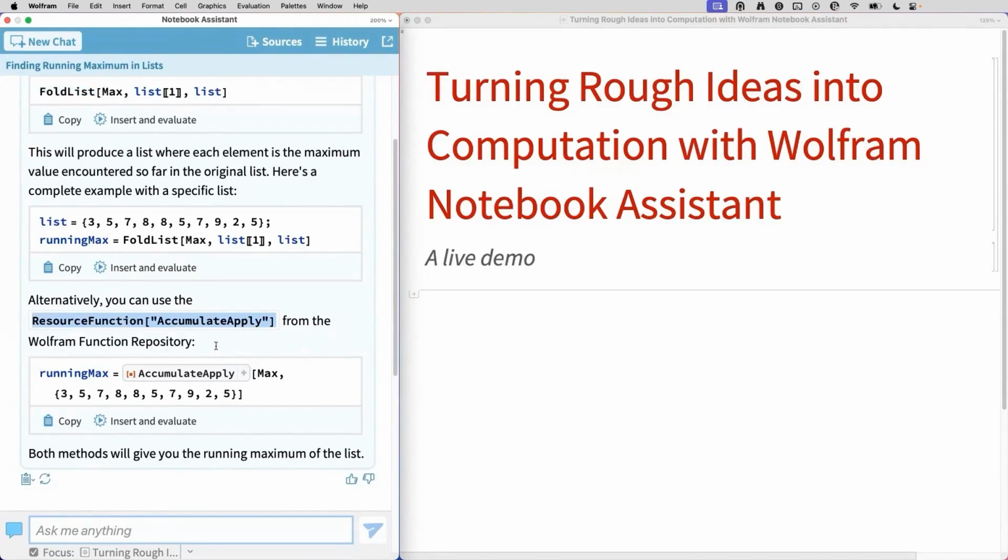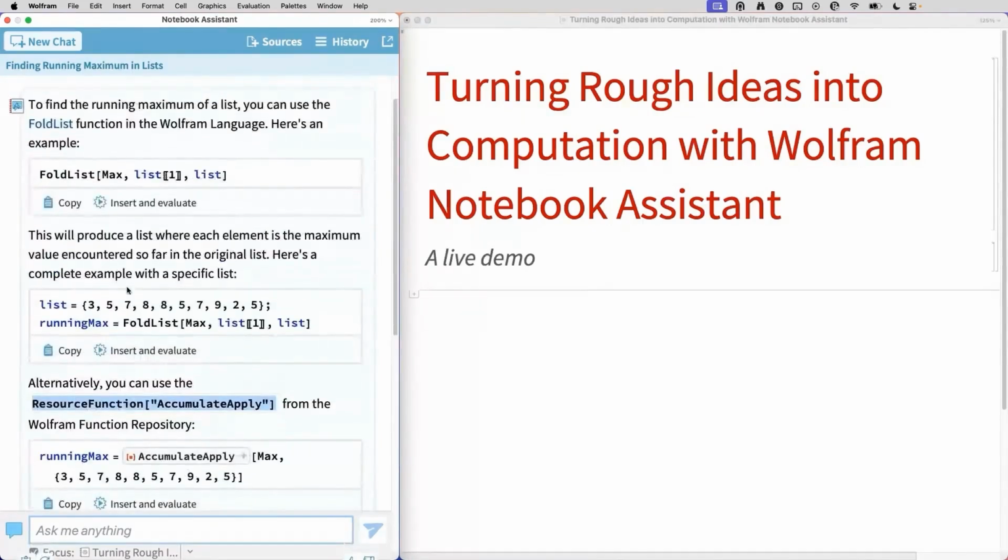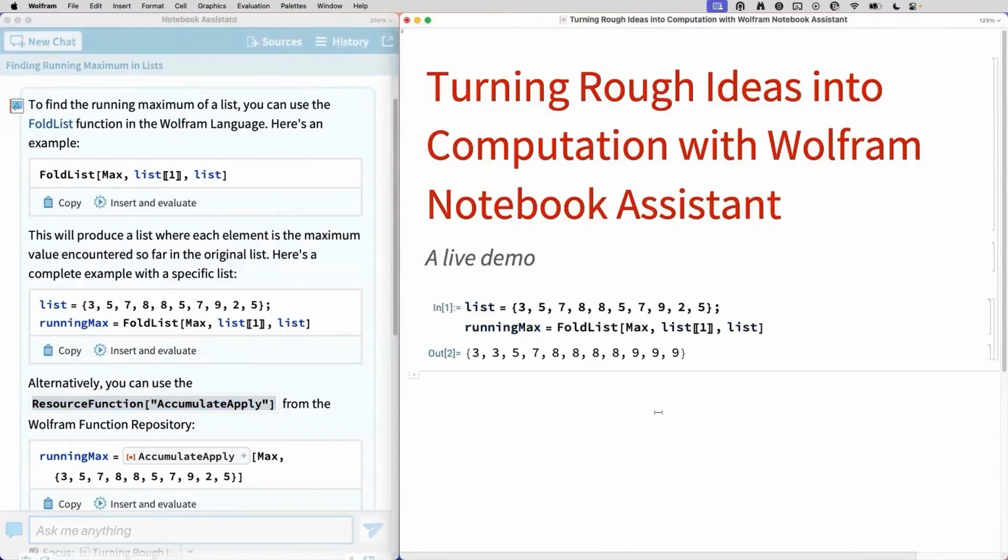And this will just grab the function right from the cloud, and we can just use it right in the notebook. Now, Notebook Assistant gives us this answer, and it gives us this code. And something that's quite useful is you'll notice that not only can we copy the code, we can insert and evaluate the code here.